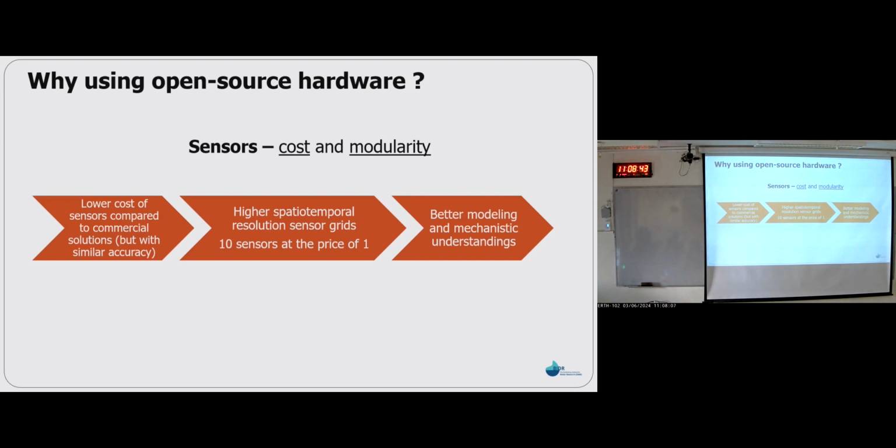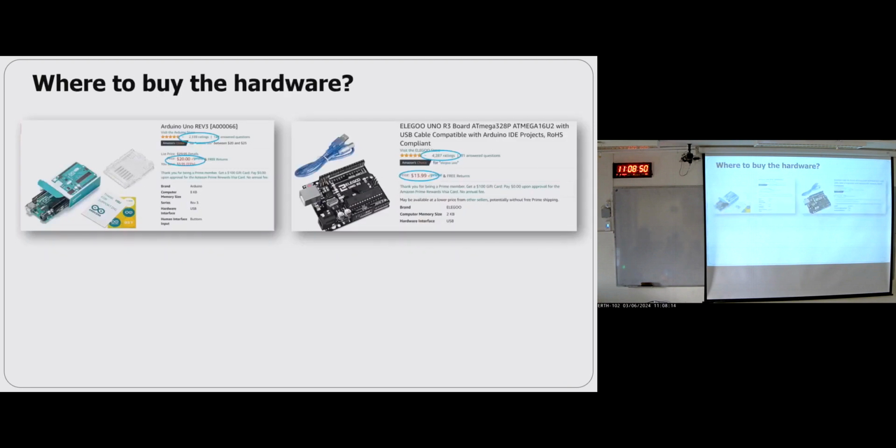So you can understand that with 10 sensors, I can really understand what is happening, or better understand, compared to one sensor in the middle of the class. So that's the concept.